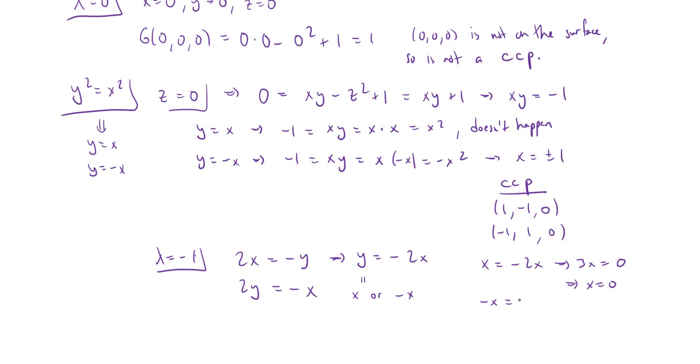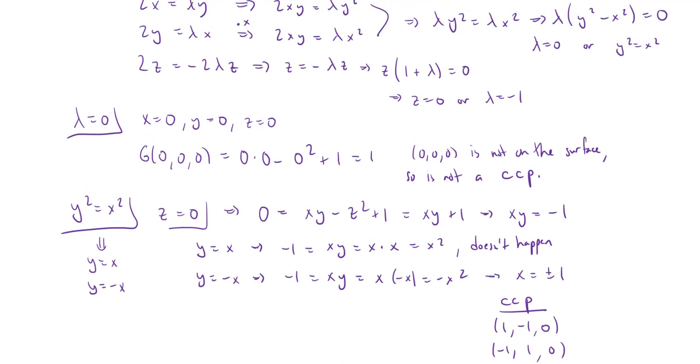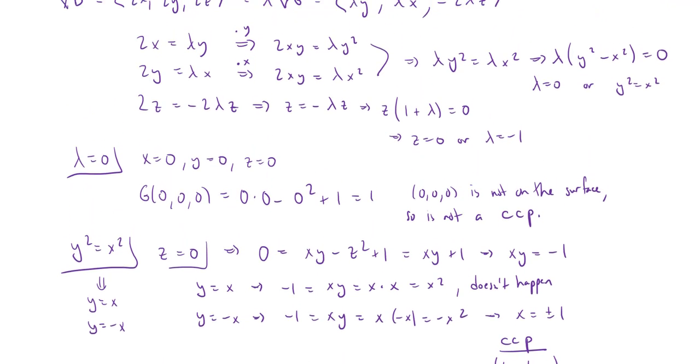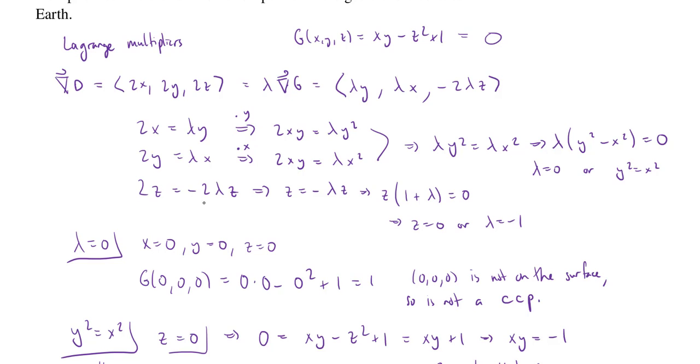Or if you had -x equals -2x, then you could add 2x to both sides and you'll just get x equals 0. So either way, we get that x is equal to 0. And of course, once we know that x is equal to 0, then we know that y equals 0. So either one implies y equals 0. All right, well, what about the z? We know nothing about the z here. So what do we know? Well, the equation 2z equals -2 lambda z, when you make lambda -1, you just get 2z equals 2z. That doesn't tell you anything.